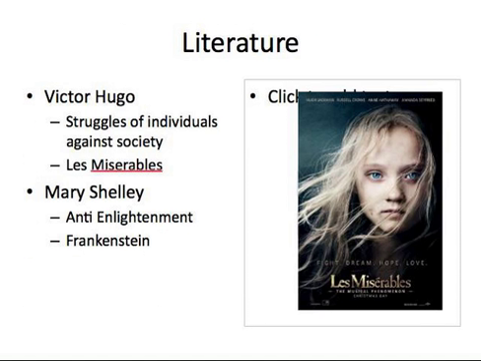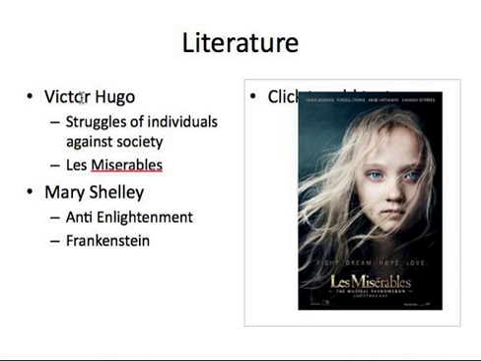Some other really good examples of literature is Les Miserables by Victor Hugo, and it shows the struggle of individuals against society. He wrote a book, and they've made it into a movie. It's been made into a play. It also became a movie this past year, and it's all about an illiterate man in 19th century France in the revolutions of 1848 who was trying to find a way to survive.